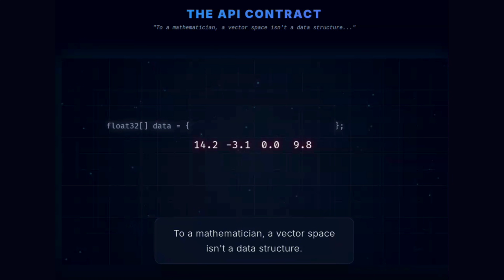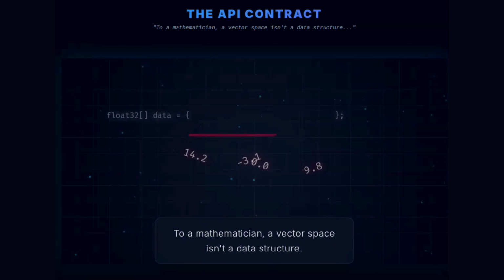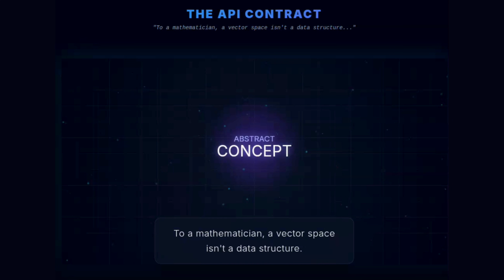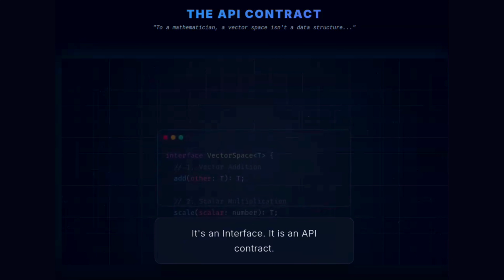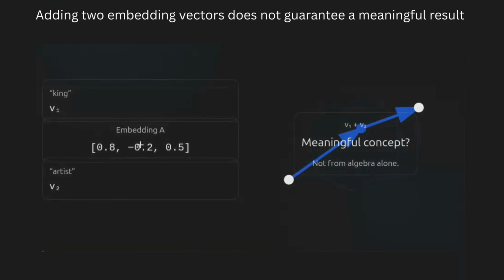To a mathematician, a vector space isn't a data structure. It's an interface. It is an API contract. And once you understand what this interface actually requires, it will completely change how you think about AI, machine learning, and data architecture. Developers often use vectors without needing the formal definition. That works, until it doesn't.